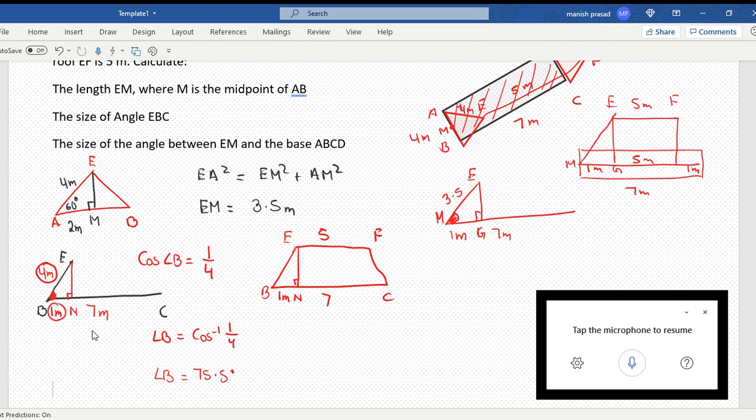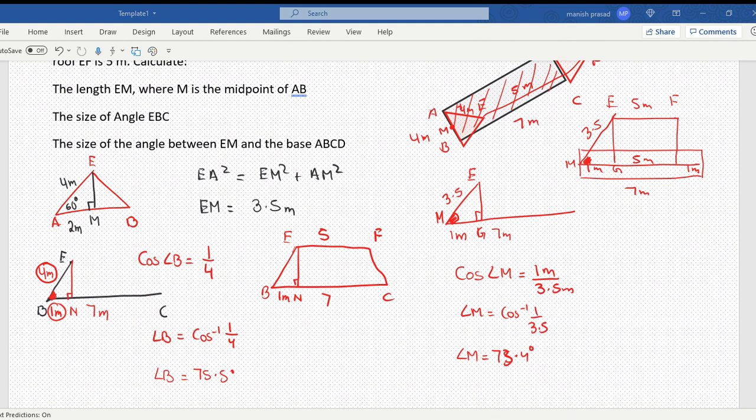Now I have to find this angle out here. Theek hai? And EM, we already found it as, what did we find? EM as 3.5. So again, it is adjacent by hypotenuse. So what are we going to use? We are again going to use cos. Cos of M is equal to adjacent by hypotenuse. Theek hai. So angle M will become cos inverse 1 upon 3.5. Yes, 73.4 degrees. Okay, so getting the hang of it a little.